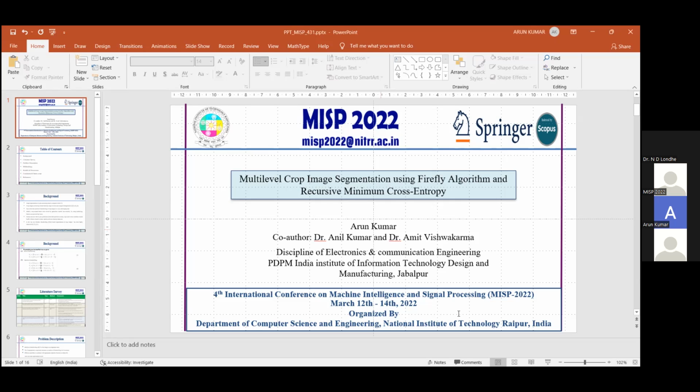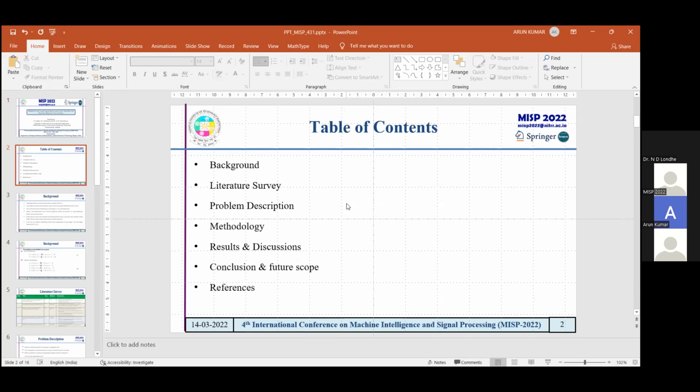Good afternoon to all the session chairs. My name is Arun Kumar, and my co-authors are Dr. Anil Kumar and Dr. Amit Vishwakarma from PDPM IIITDM Jabalpur. My topic of presentation is multi-level crop image segmentation using the Firefly algorithm and recursive minimum cross entropy. This is the table of contents: background, literature survey, problem description, methodology, results and discussion, conclusion and future scope, and references.